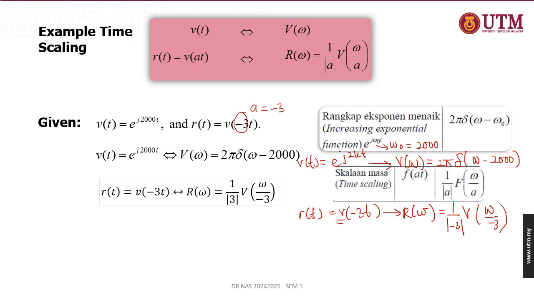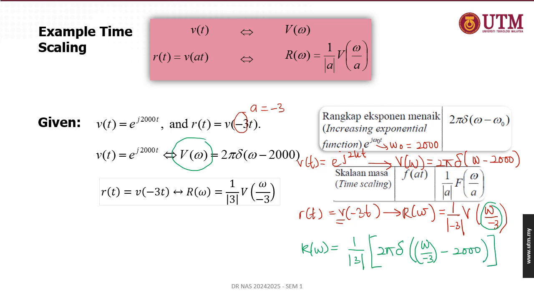So what is your V omega? V omega is this, the fundamental equation. Replace the fundamental equation into R omega. So R omega equals 1 over 3. What is your V omega? It is 2 pi delta of omega minus 2000. From here you notice that all omega will be divided by minus 3. So in this case, your omega divided by minus 3, minus 2000.